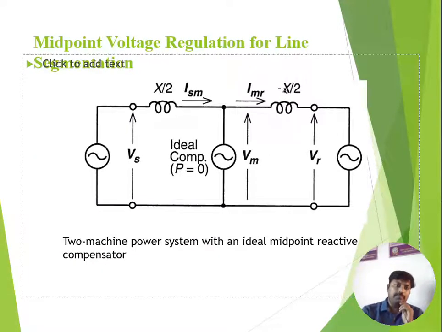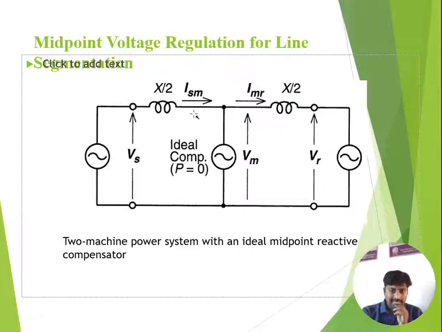First we go for the midpoint voltage regulation for line segmentation. Okay. In this you can clearly observe the sending end voltage represented as Vs and the receiving end voltage represented with Vr. This is an ideal compensator represented as a voltage source. You can see that P is equal to 0. That means the ideal compensator does not involve in active power transactions. The ideal compensator always influences the reactive power. For representation it is at the midpoint.